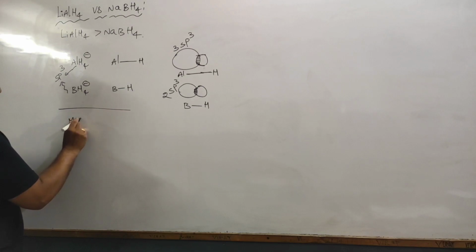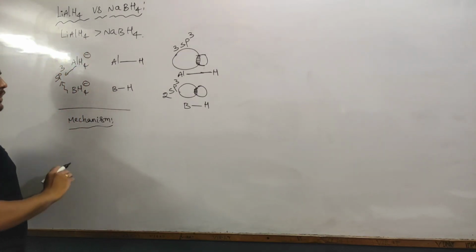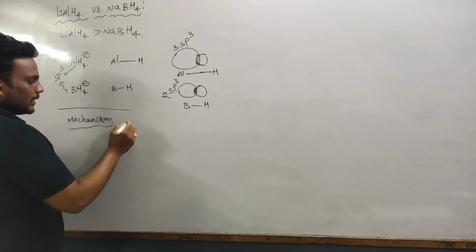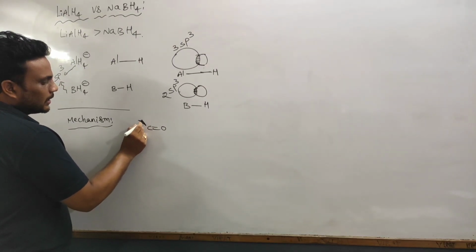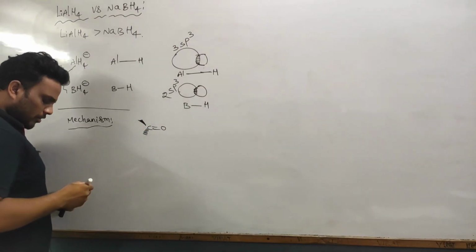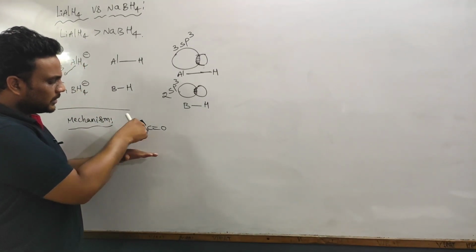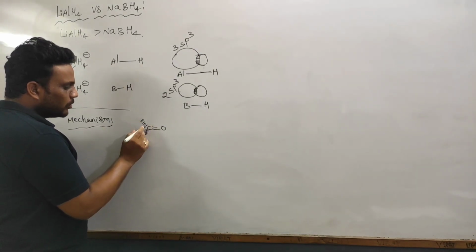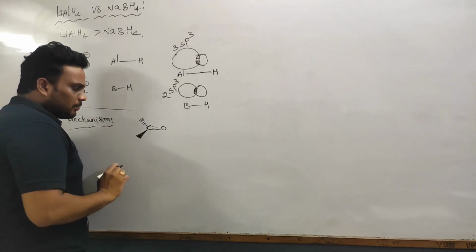Now let us see the mechanism of this reaction. Actually, both lithium aluminium hydride and sodium borohydride are hydride ion donors. So when we talk about the mechanism, I have taken a carbonyl compound like this. It is a planar molecule. Planar molecule means I have taken it like this: on the front side this bond is present, on the back side this bond is present. Otherwise, you can also take it like this: the back side bond as a dash and the front side as a wedge, wedge and dash. Overall, it is planar.